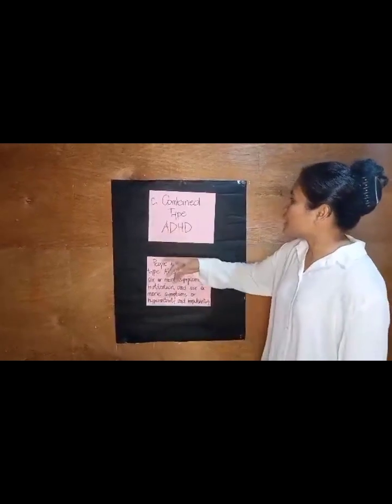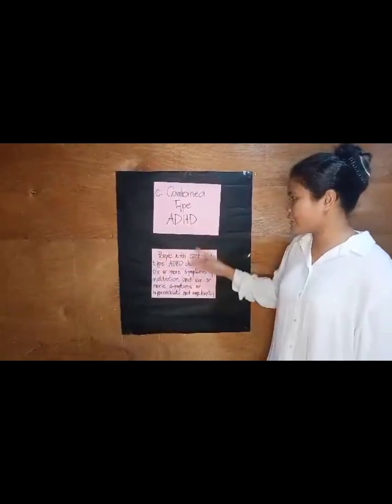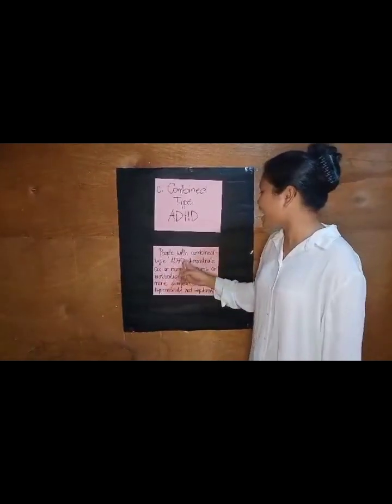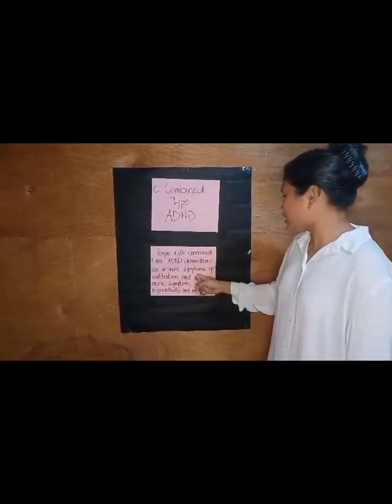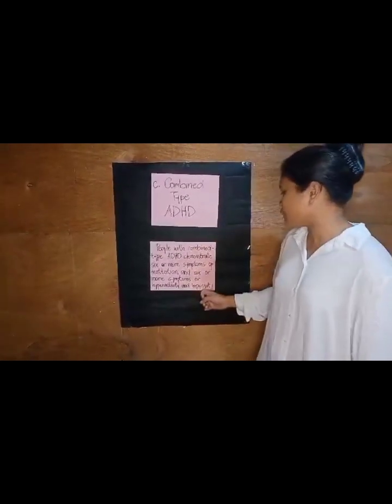The third type of ADHD is combined type ADHD. When we say combined type, it means people with combined type ADHD demonstrate 6 or more symptoms of inattention and 6 or more symptoms of hyperactivity and impulsivity. As the name implies, combined type ADHD is when a person presents with the symptoms of both inattention and hyperactivity-impulsivity. A person's behavior may indicate the subtype if they meet sufficient criteria for both the inattentive and hyperactive-impulsive subtypes.